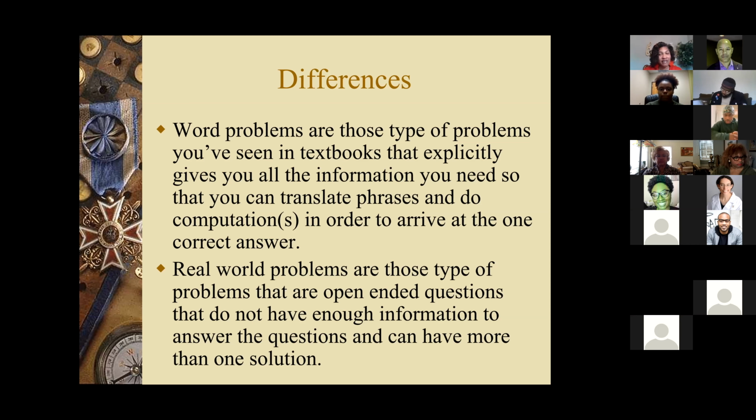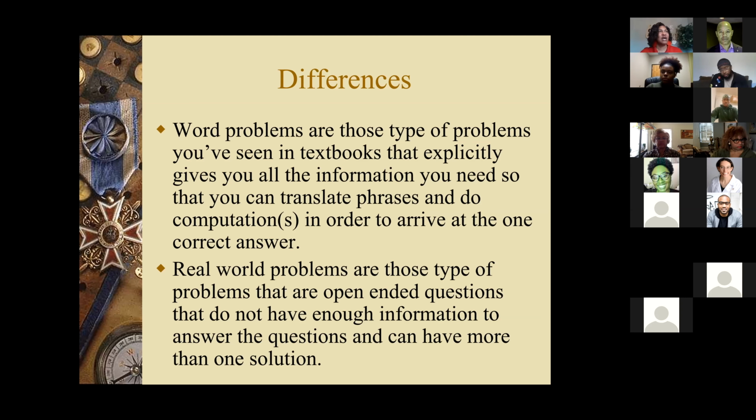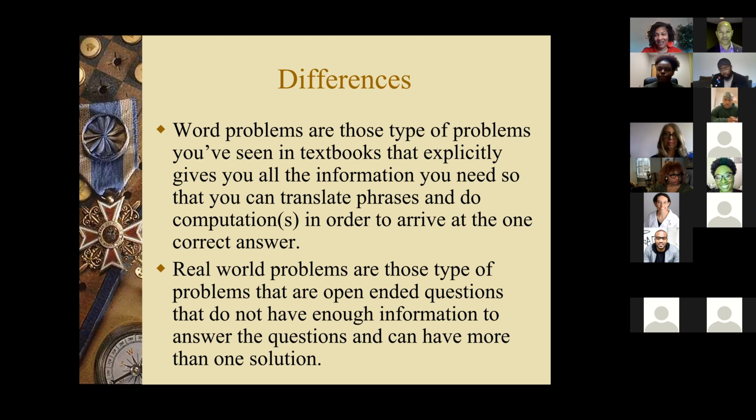They don't have enough information to answer the questions, and they can have more than one solution. So the word problems that you all have seen in those textbooks, those are the ones that you're familiar with. And then when Michael gave his example, okay, I need a ramp out there so somebody can access the doorway. And that is a real world problem where you don't have the distance already provided.